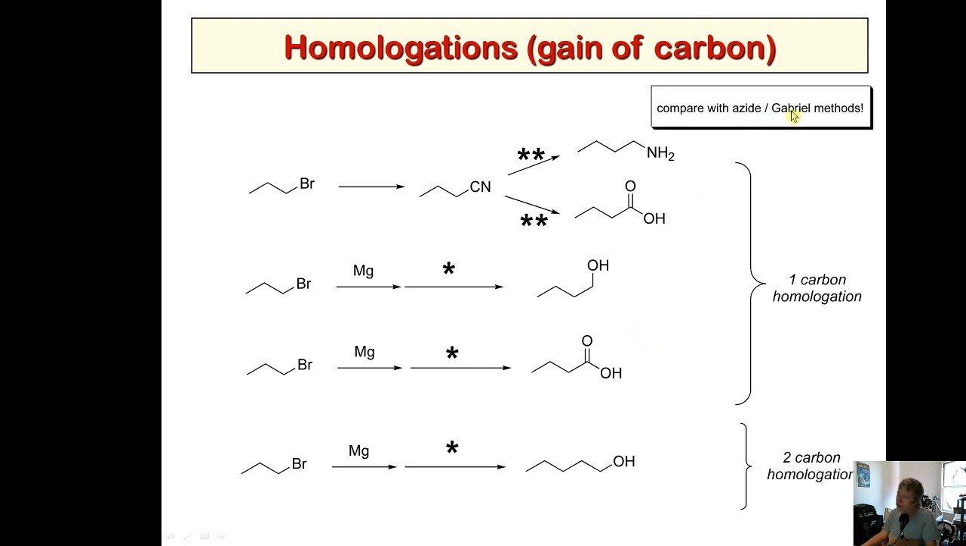Also compare this with the Gabriel and azide methods, especially the top one. If you did the same exact thing with the azide, you get the amine out, but it's not a homologation. It just goes from three carbons in to a three carbon product. The Gabriel does the same thing also. So both of these convert bromide to amine, but they're not homologations.